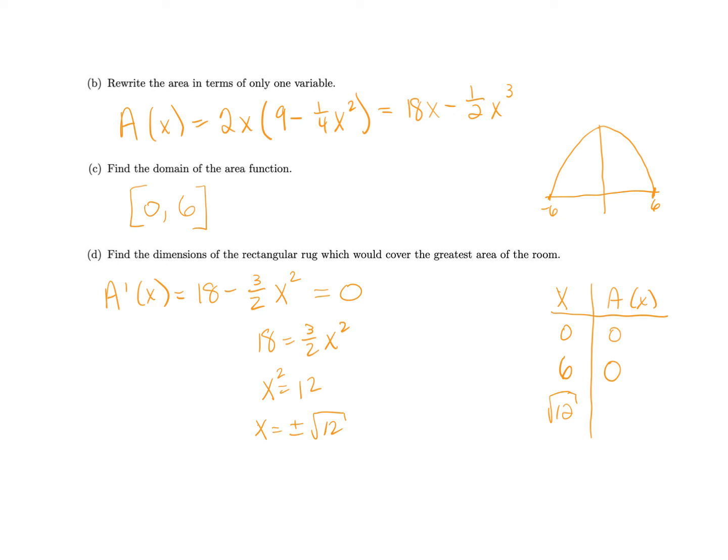So let's see. I'll do it up here. Area at root 12. That would be 18 root 12 minus 1/2 root 12 cubed, which is 12 root 12. So 18 root 12 minus 6 root 12 would be 12 root 12. So 12 root 12 is my max. That's the largest y value.